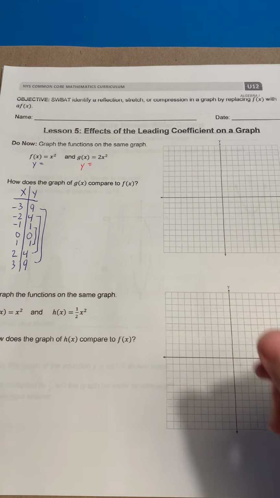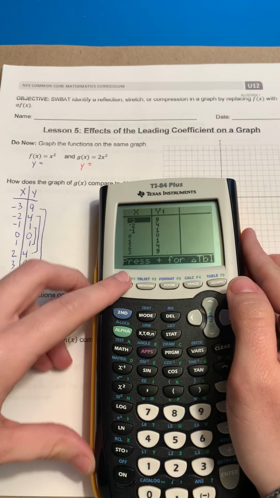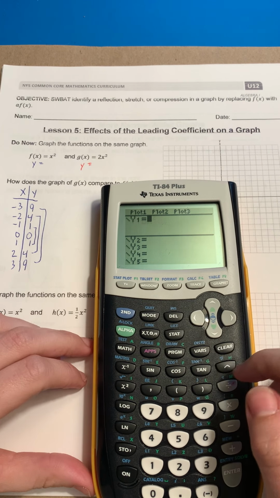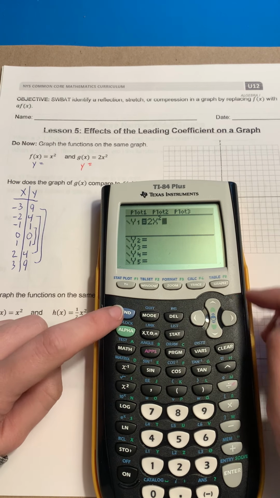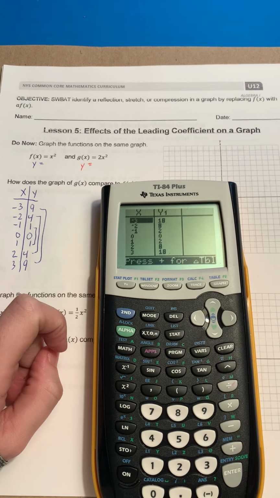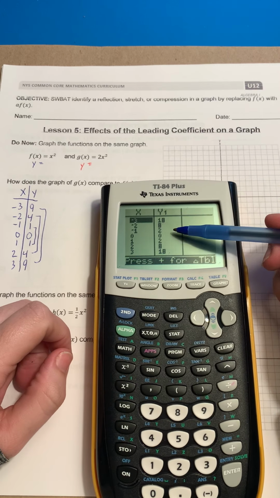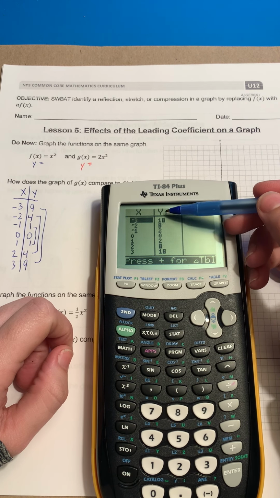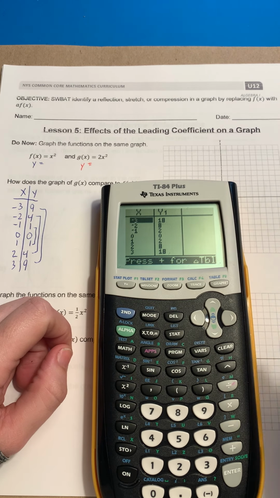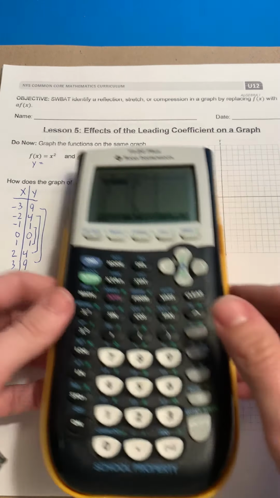And now I need to do my other one. So I'm going to hit y equals. Clear this out. I'm going to put 2x squared. And I'm going to write the table. So this wound up being right there for me, my balance. So I'm going to start with negative 3, 18. Again, I'm just going to write my table.